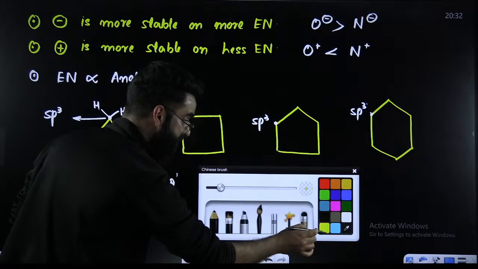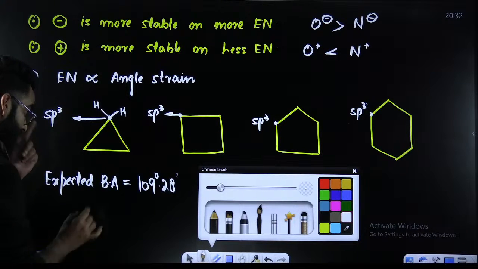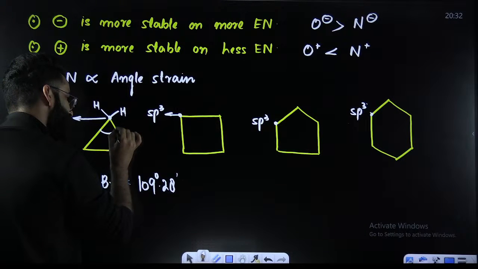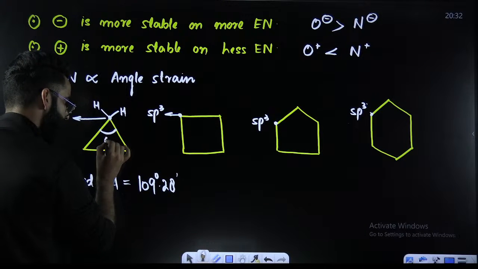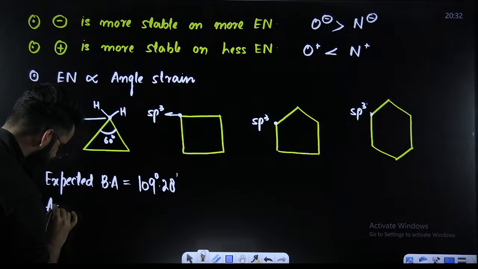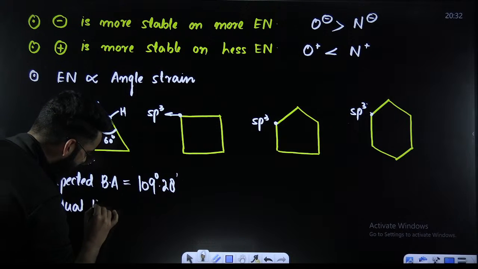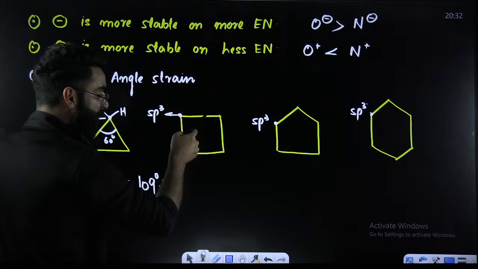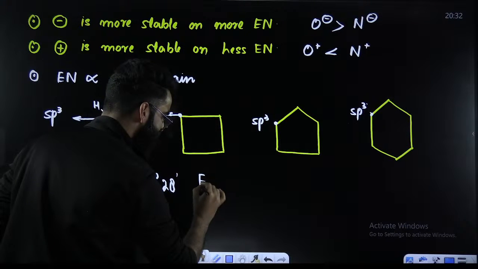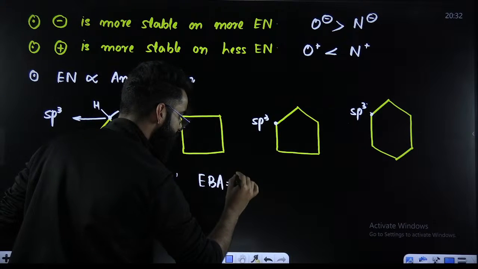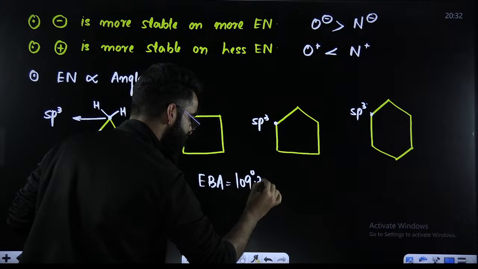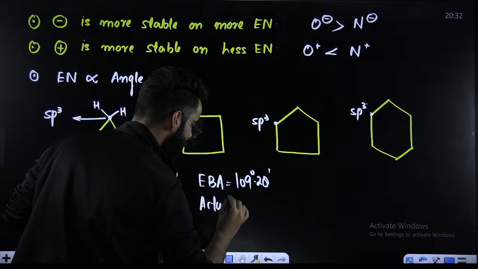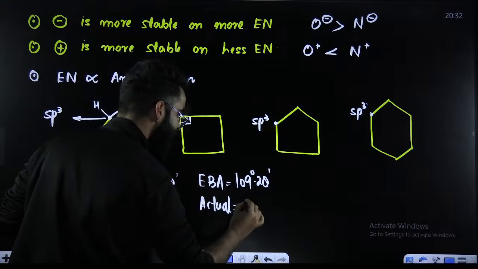Now people try to understand. The expected bond angle is 109 degree 28 minutes, but what is the actual bond angle here? You'll just see it is 60. Similarly, in this particular case, the expected bond angle is 109 degree 28 minutes. Right? What is the actual bond angle here? The actual bond angle here is 90 degree.